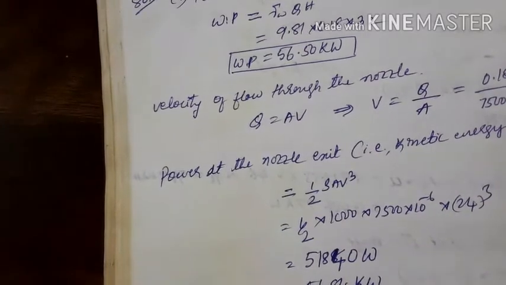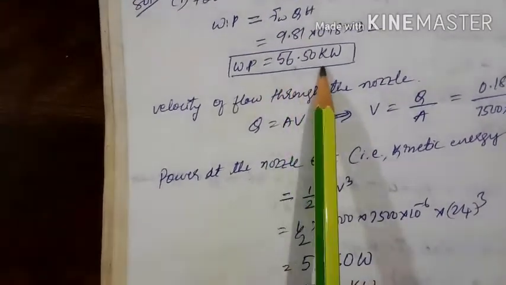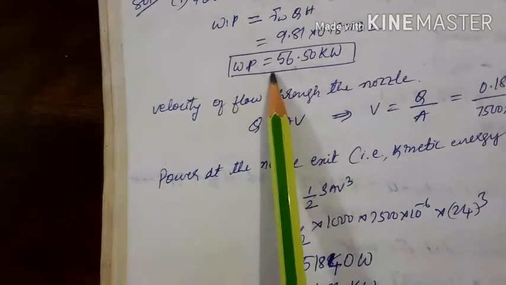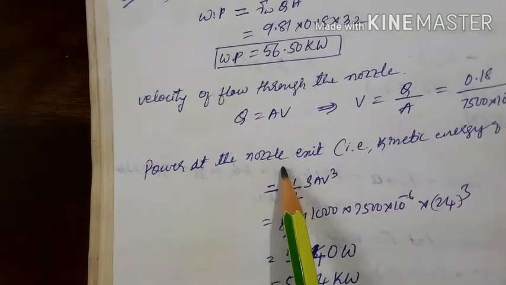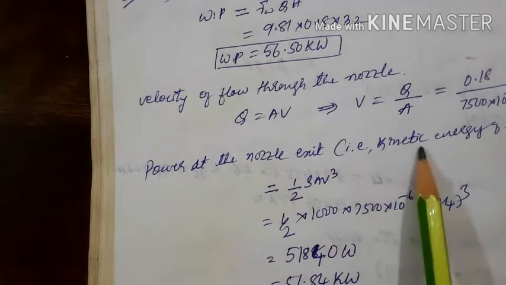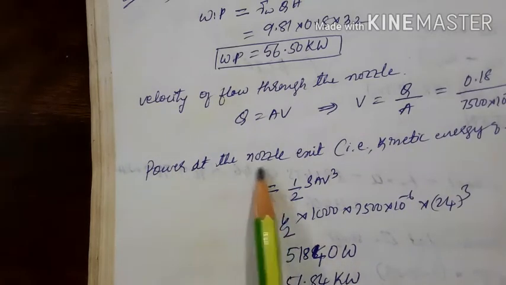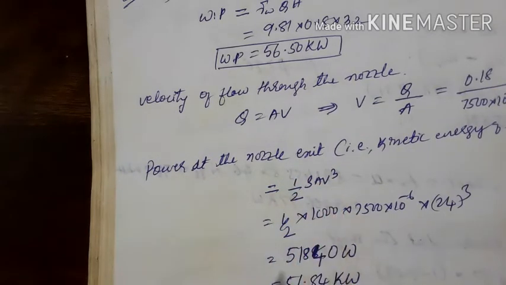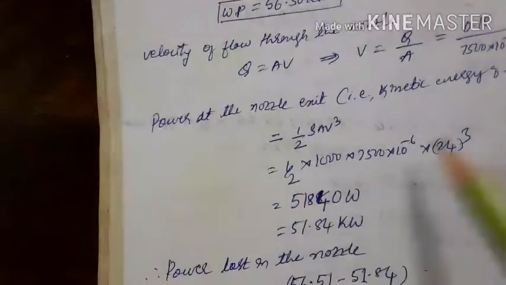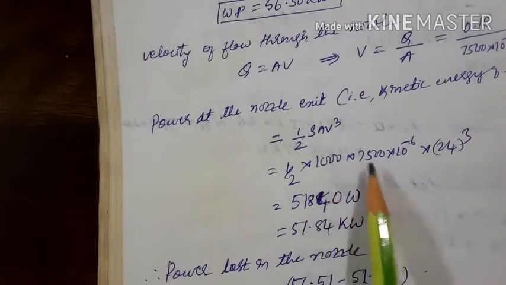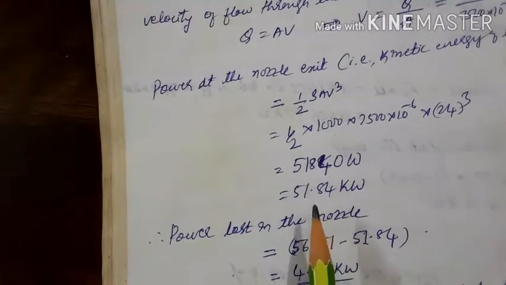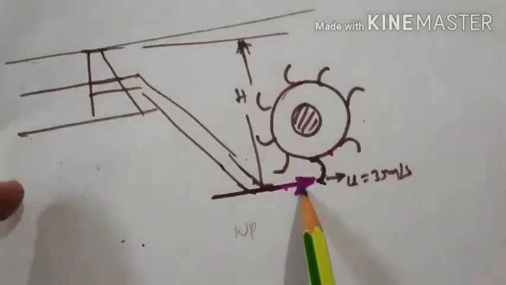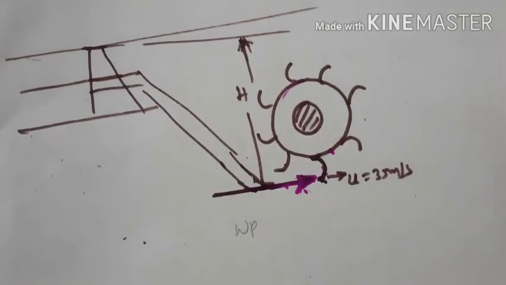The actual water power available for us is 56.5 kilowatt, but once it is coming out of the nozzle, it will have certain losses at the nozzle exit. Then that is the kinetic energy of the jet. Then power at the nozzle exit will be half rho A V cube. Here rho is 1000, the density of water, then the area of the jet, then the velocity. Then this much is the power available at the exit of the nozzle.